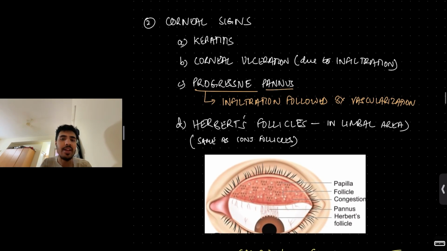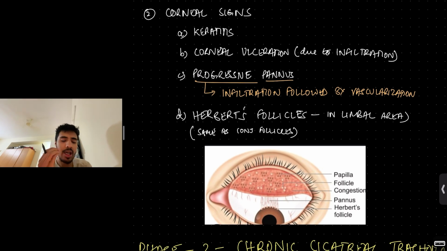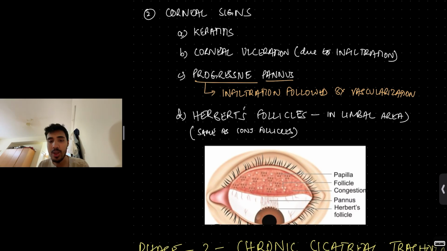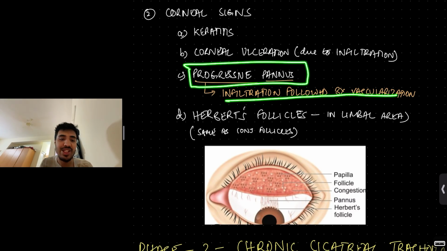Corneal signs, again, basically what happens from the acute inflammation in the conjunctiva, it can also spread to the cornea. So you'll have corneal inflammation, keratitis. Keratitis often leads to ulceration, corneal ulceration. Then something known as progressive pannus. Basically from the conjunctiva, first the infection infiltrates into the cornea, and infiltration is always followed by vascularization. So progressive pannus is when infiltration is followed by vascularization.